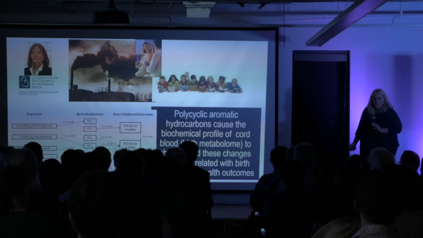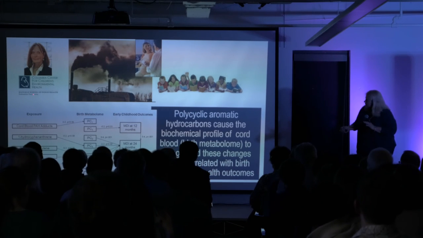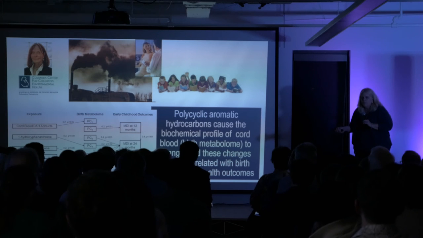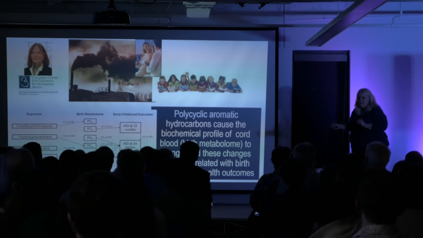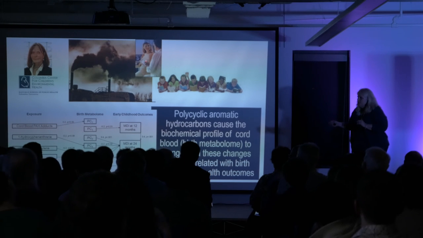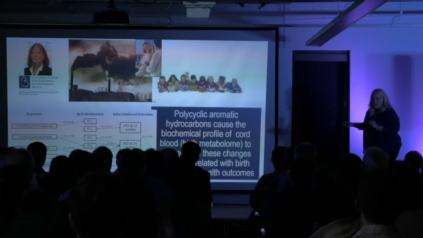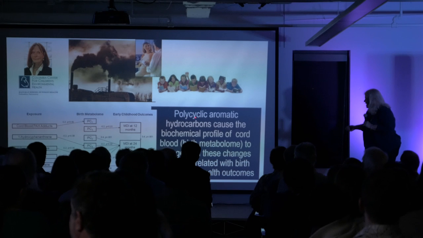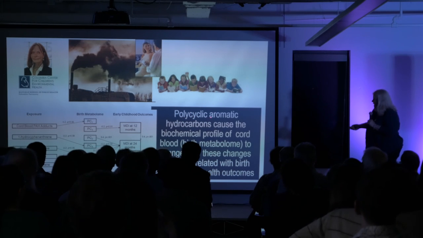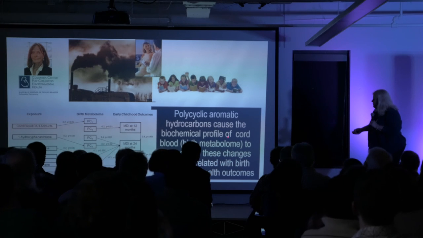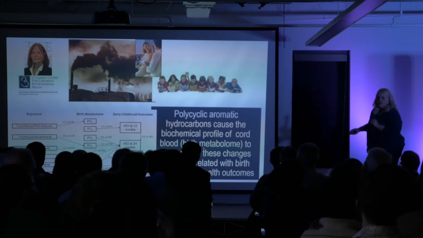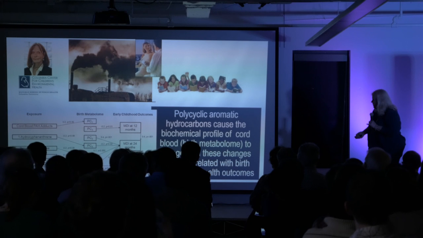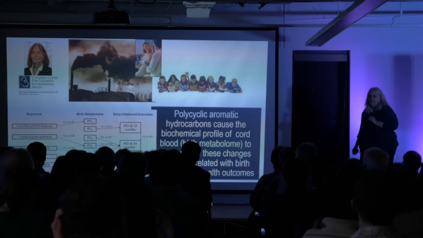And just as an example, I'll tell you about a recent study that we did with Frederica Perera, who's the director of the Columbia Center for Children's Environmental Health. She spent a career looking at pollution and how pollution impacts women during their pregnancy and how that's related to the health outcomes in children later in life. To make about a 2-year study really short, I'll summarize it by saying that we found that polycyclic aromatic hydrocarbons cause the biochemical profile of cord blood, which I now call the birth metabolome, to change, and these changes can be correlated with birth outcomes and early life health outcomes in the children.